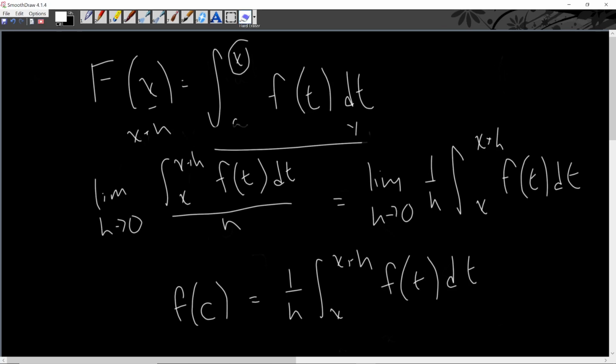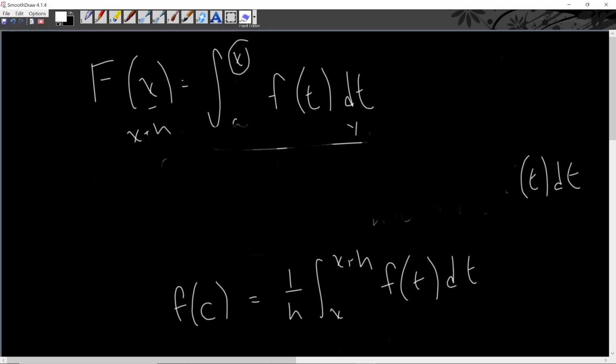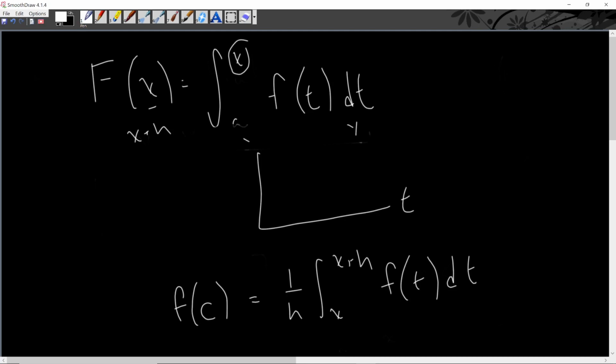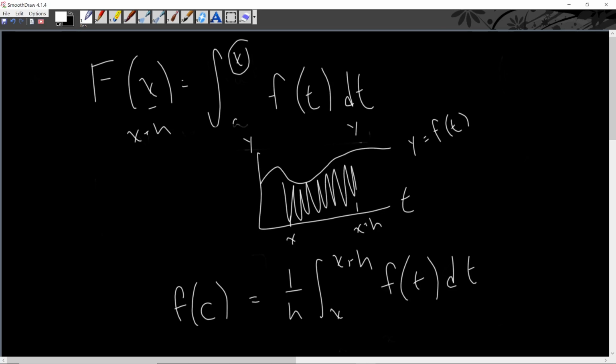Now, this is a bit abstract to think about, but I think maybe if I illustrate it, it might be a little bit easier to see. I'm going to ignore the a's and b's right now. We're just going to focus on x to x plus h. So again, this is t, this is y. Y is a function of t, so y equals f of t. And then we say that this is x plus h. This is the curve, or the area under the curve. And then c is going to be the mean value, or the average value, on this interval.